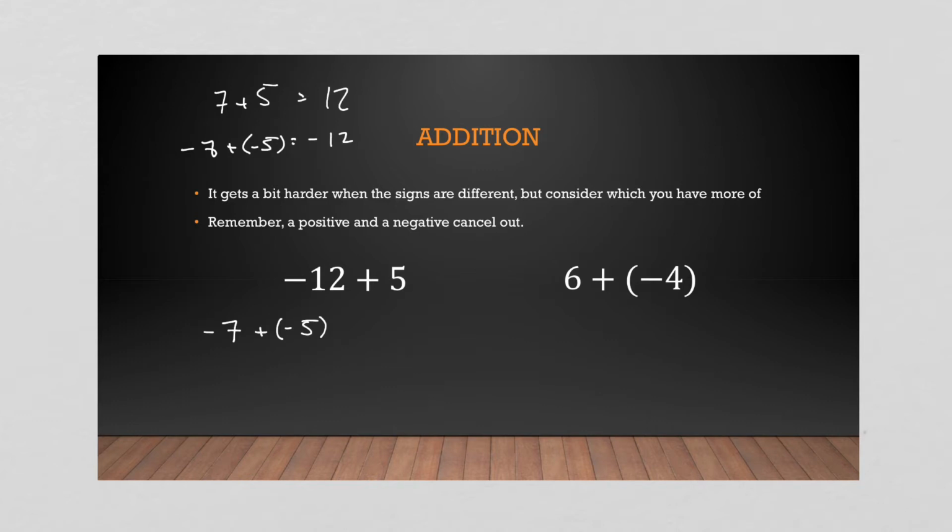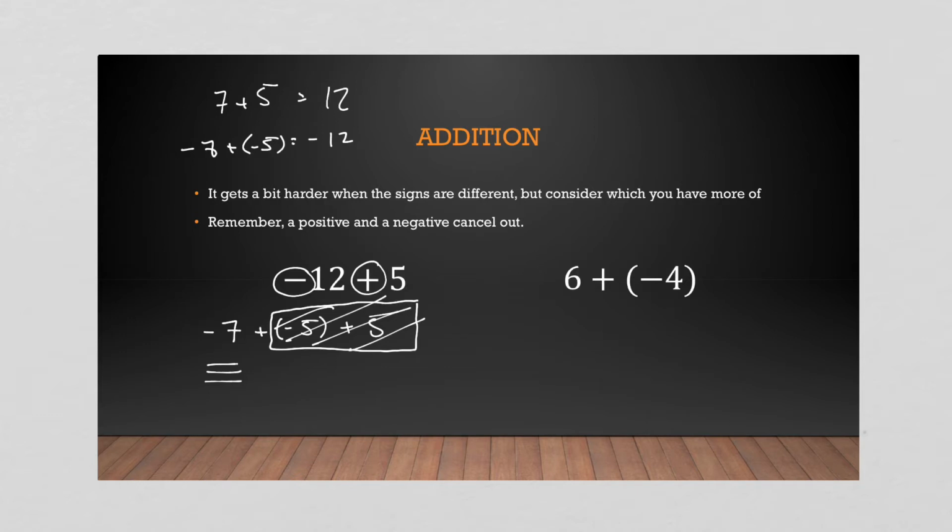And the reason I chose this is because now I have a statement that looks like this. And we just finished talking about the fact that a negative and a positive cancel out. So -5 plus 5 is 0. So what are you left with? 7 negatives.